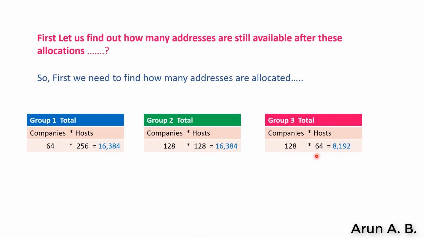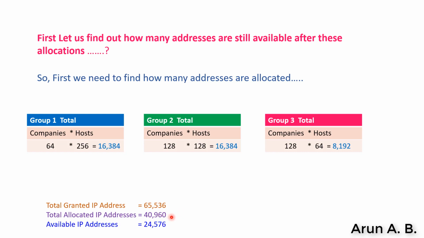When I add all these together, I will get a value. But actually the grand total of IP addresses given to us was 65,536. Total allocated IP addresses, when I add all these 3 values, is 40,960. So from the total available IP addresses, when I subtract the allocated IP addresses, I will get the free IP addresses. Still, there are 24,576 freely available IP addresses. Still, we can assign them to any of the next groups.